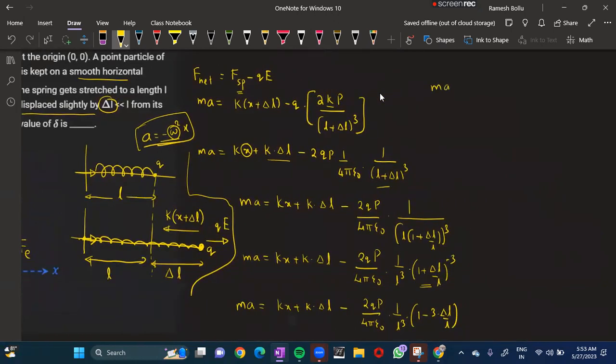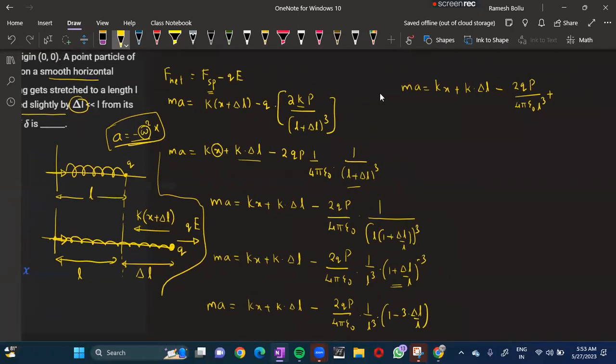To simplify, MA equal to how much? K into x plus K into delta L minus 2qp by 4 5 epsilon naught into L cube, minus into minus plus 6 into q into p into delta L whole divided by 4 5 epsilon naught into L cube into L, how much? L power 4.